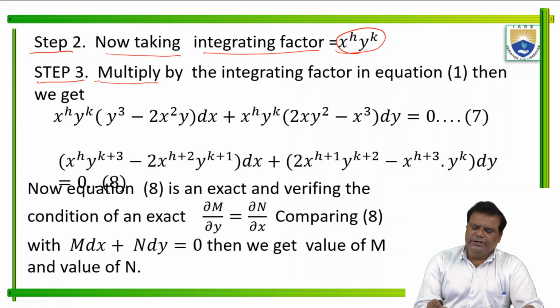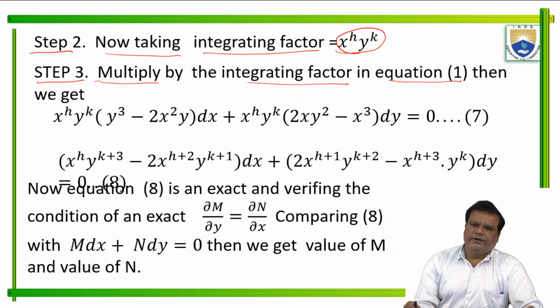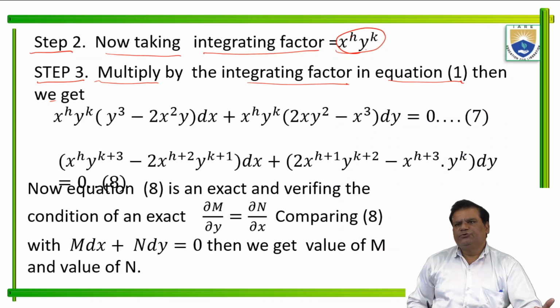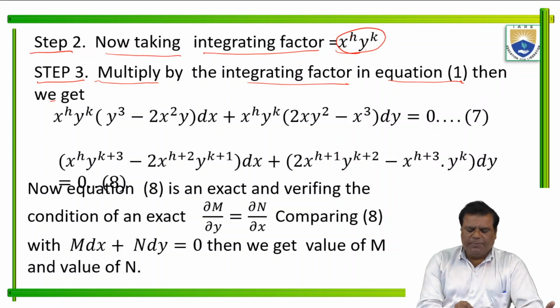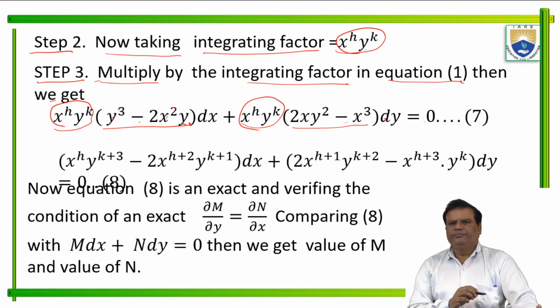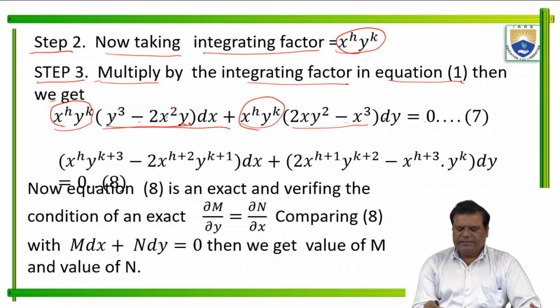Multiply the integrating factor into equation 1. Equation 1 is the given question. So we multiply equation 1 by x to the power h and y to the power k: x^h y^k (y cube minus 2x square y) dx plus x^h y^k (2xy square minus x cube) dy equal to 0. This is the question.